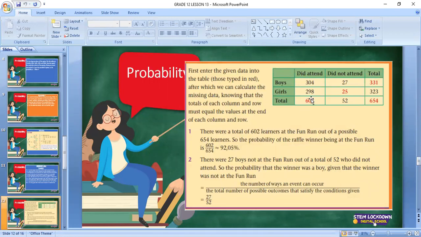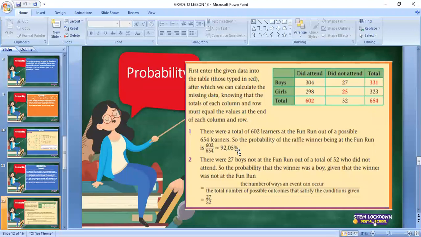602 did attend, over the total. So the probability of choosing a winner who was at the fun run will be 602 over the total number of students. So you get the number of those who were at the fun run over the total number of the whole learners. So the probability will be 602 over 654, and that will give you 92.05%. By multiplying it by 100, you get 92.05%. So that's the probability that the winner was at the fun run.